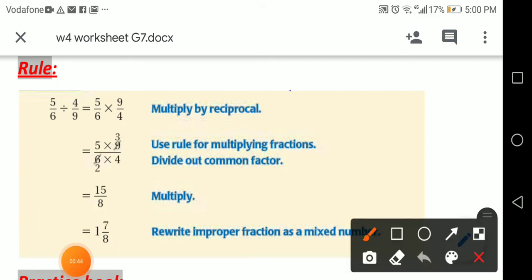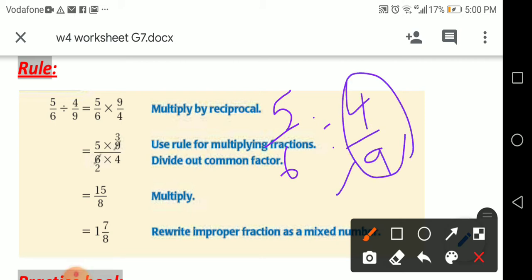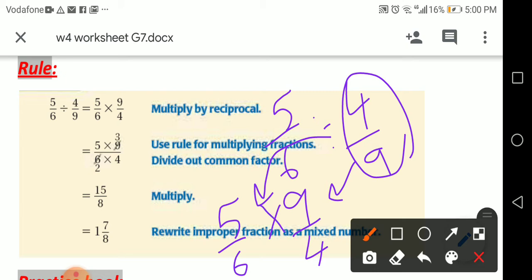I have 5 over 6 divided by 4 over 9. And instead of 4 over 9, it will be what? 9 over 4. 5 over 6, and the opposite of division will be multiplication. So I have 5 over 6 multiplied by 9 over 4.